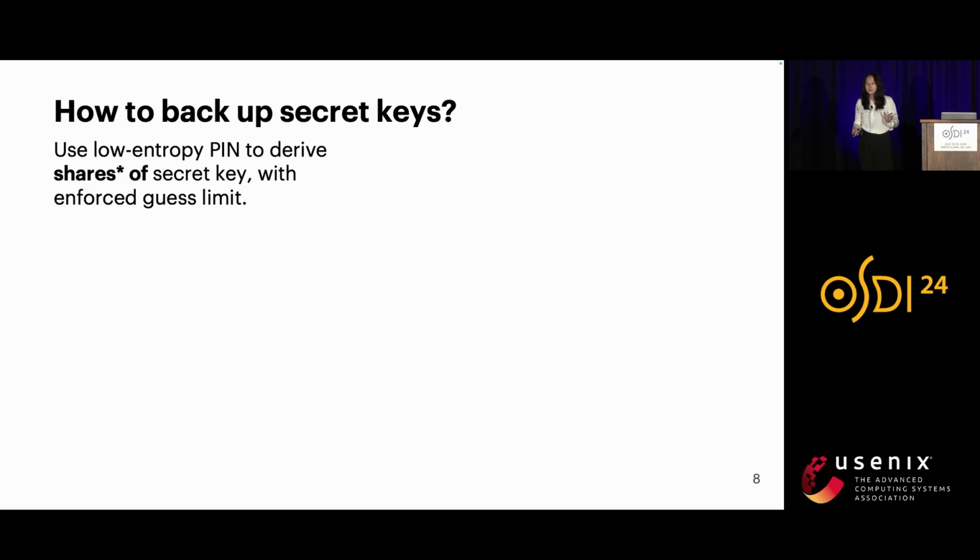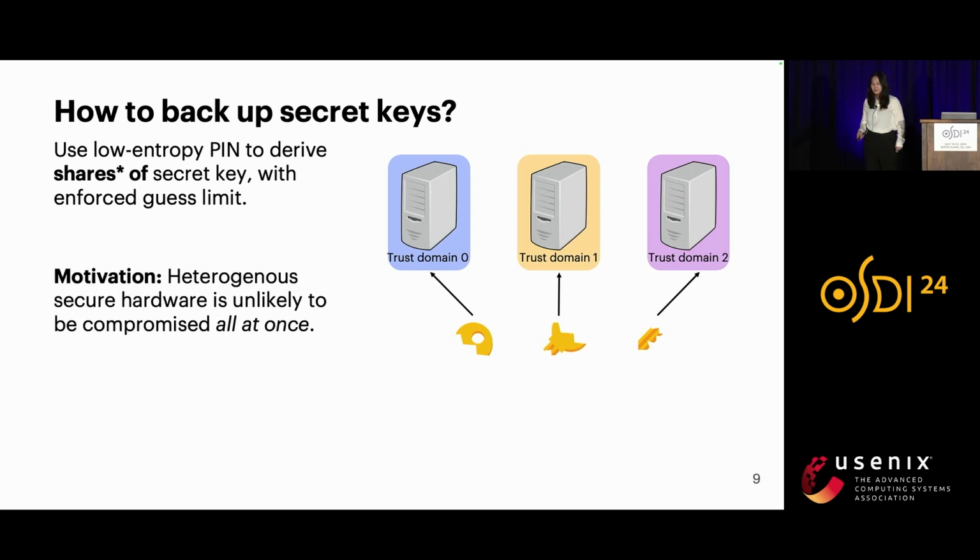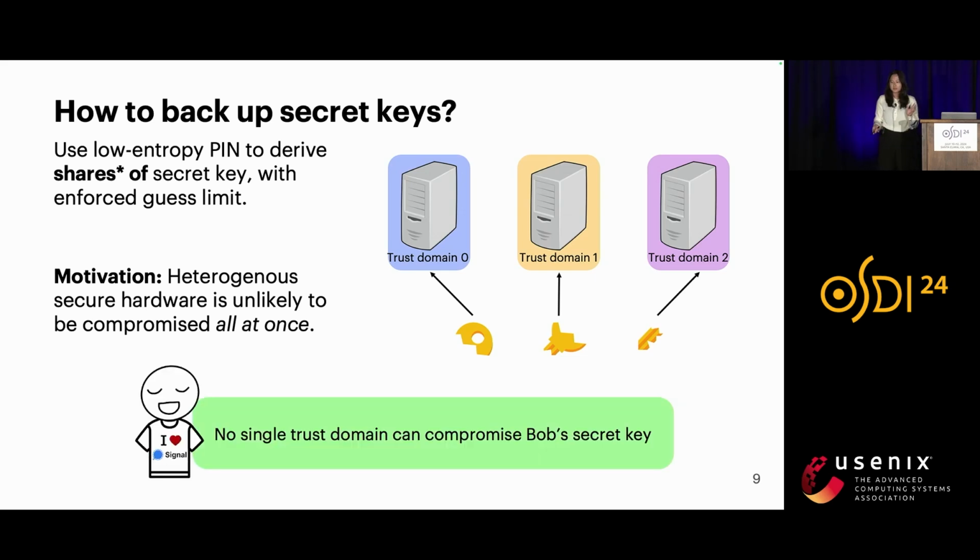So for SVR3, or in our system, what we do is we use this low entropy PIN to, instead of deriving just one secret key, we derive shares of the secret key, and each share has an enforced guess limit, and we split these shares amongst what we call trust domains. The motivation here is that heterogeneous secure hardware is unlikely to be compromised all at once, and no single trust domain here can compromise Bob's secret key, because if you compromise one trust domain, you just get a share of the key. You have to compromise every trust domain to be able to reconstruct the entire key.